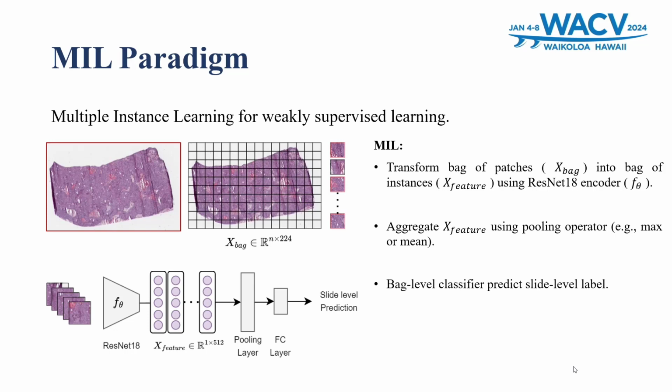In MIL, first, the big image is divided into small patches. Second, we transform the bag of patches into a bag of instances using an existing feature extractor like ResNet, EfficientNet, and so forth. Then we aggregate the bag of instances using a pooling operator like max or min pooling. The last step, we use the bag-level classifier to predict the slide-level label.